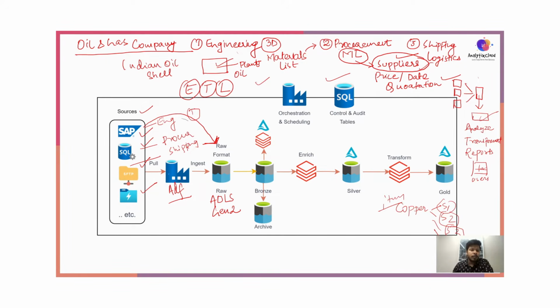Okay, so here if you see, using Azure Data Factory we are pulling all of this data. We will be ingesting all this data into ADLS Gen 2. Once we have all this data in ADLS Gen 2, let's say we created three folders, which could be an engineering folder, a procurement folder, and a shipping folder, based on each process that we have, right? In each folder we have data. This data could be coming from SAP, from SQL, from CSV or Excel, right?